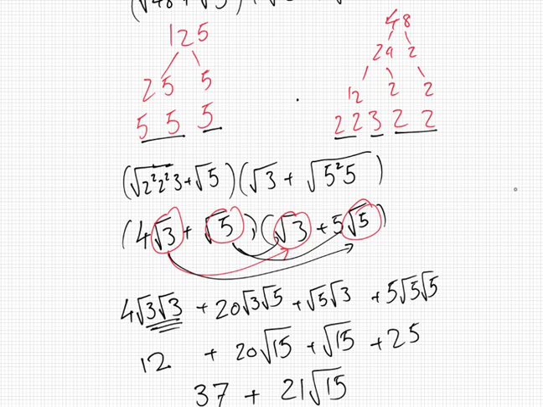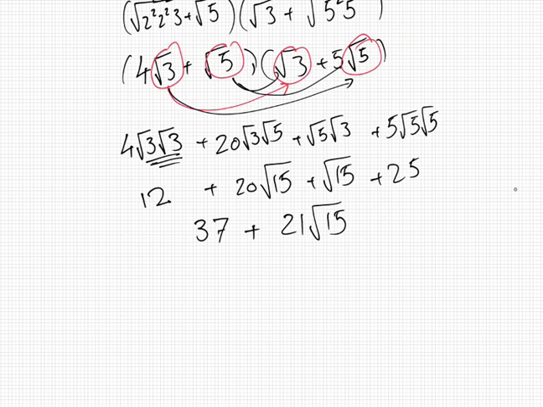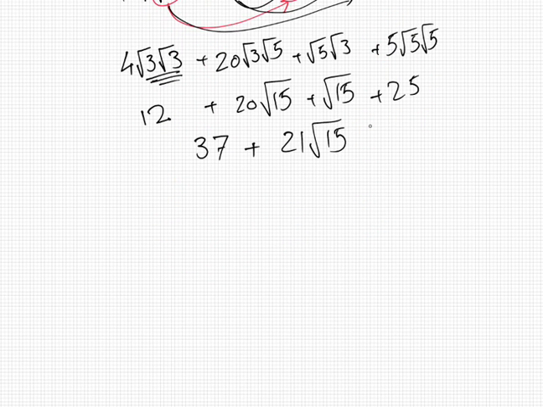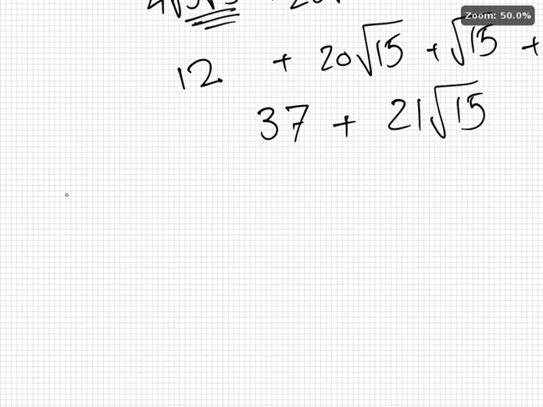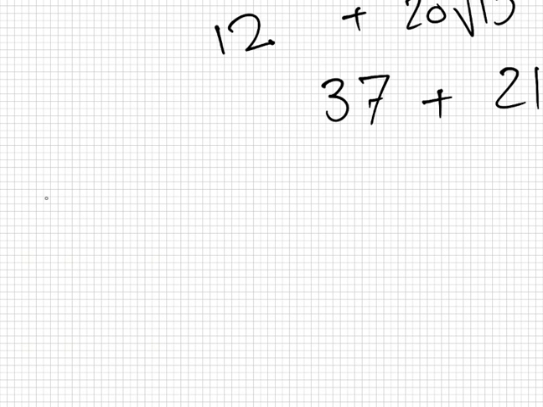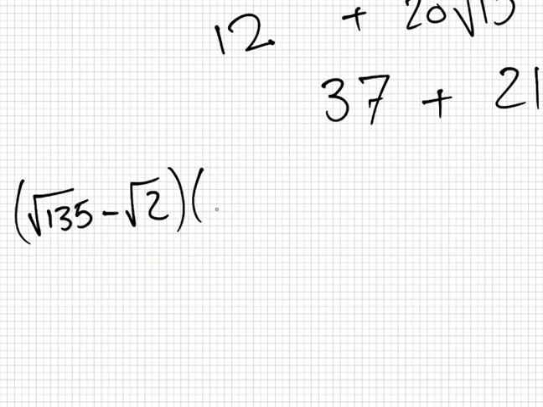Let me give you one to multiply here. Yes, I'll give you one to multiply. Can I scroll down? Yes? Okay. Square root 135 minus square root 2 multiply square root 15 minus square root.